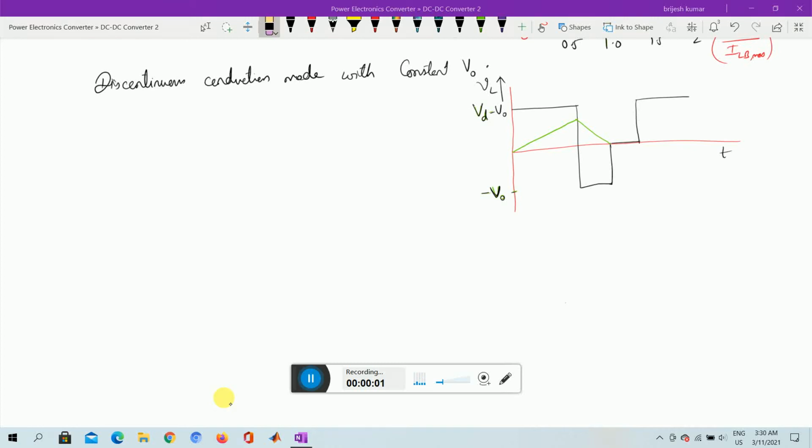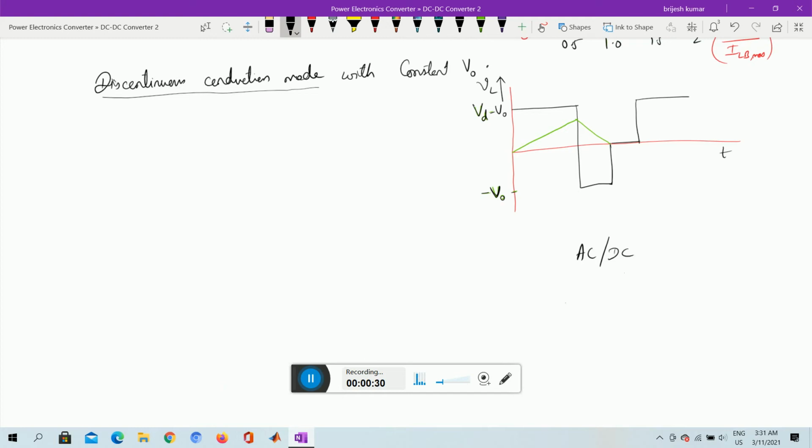Welcome to another video of the Power Electronics converter series, where we discuss the discontinuous conduction mode. So far we have already discussed the continuous conduction mode and the discontinuous conduction mode with constant VD. So here, assume that the supply voltage is given through some AC to DC converter, and when we use AC to DC, there is obviously a chance that the input voltage VD is not constant.